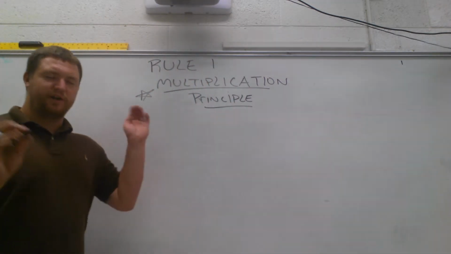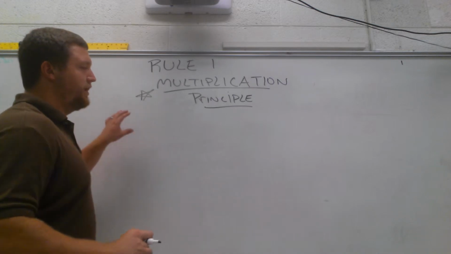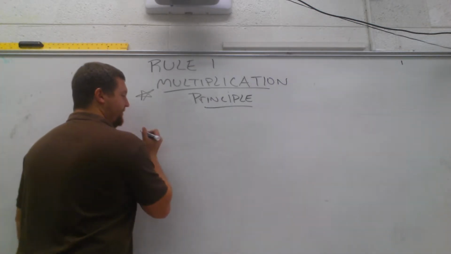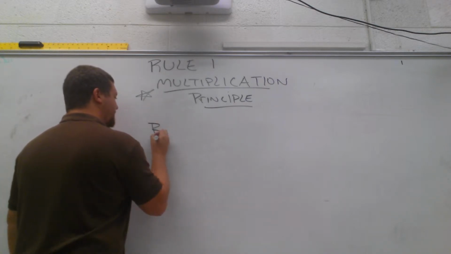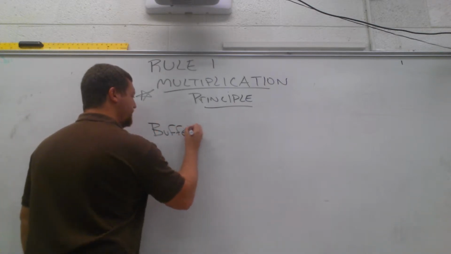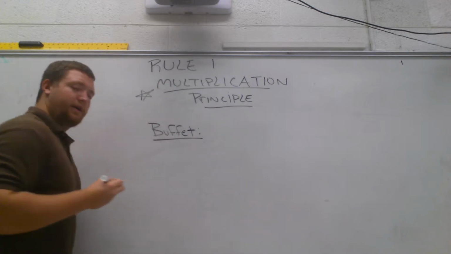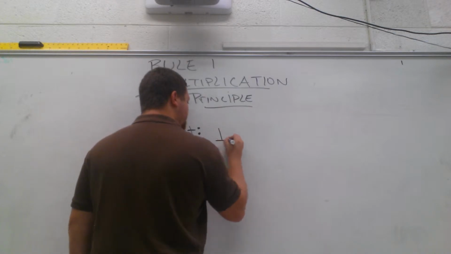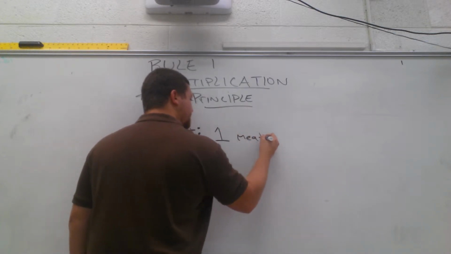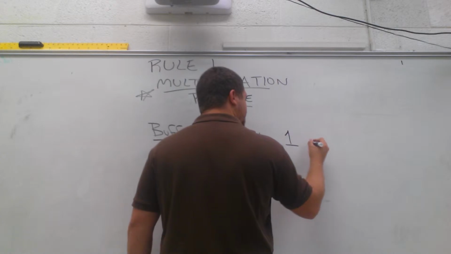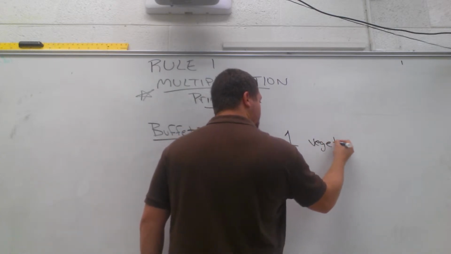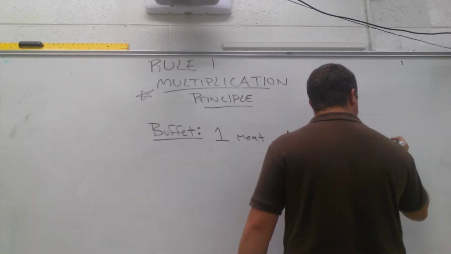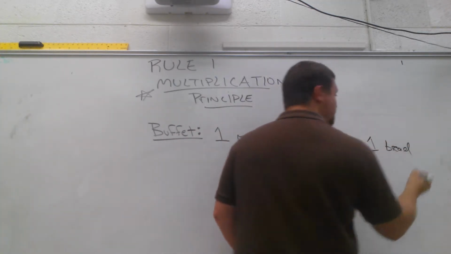So first off, I want you to forget all of that. I know. And I want you to think about Golden Corral. Okay, we're going to a buffet. So on our buffet, I want you to go to the bar and get me a plate. And on that plate, I want one meat, I want one vegetable, and I want one bread. You see bread? Yeah.